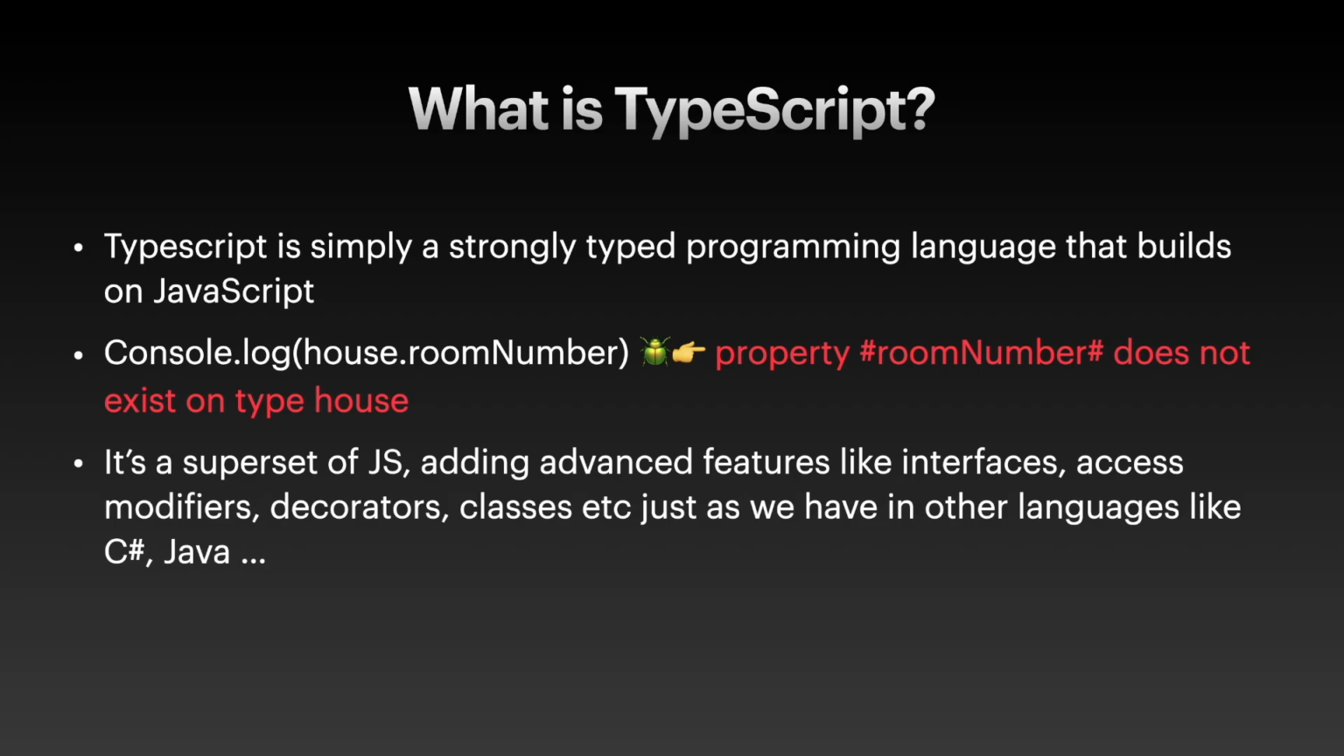It is a superset of JavaScript. So TypeScript adds advanced features like interfaces, decorators, classes, and access modifiers, just as we have in other languages like C#, Python, Java, and many more. It uses the latest features of JavaScript. TypeScript is compiled to JavaScript. So this means that TypeScript can run anywhere JavaScript runs, for instance, in browsers, Node.js, and native mobile apps.